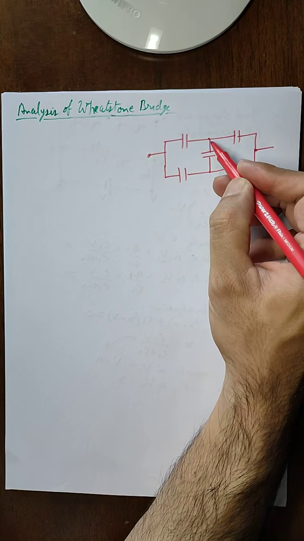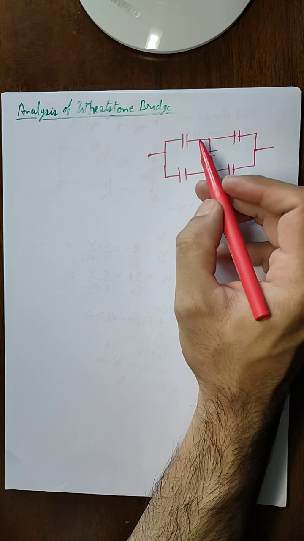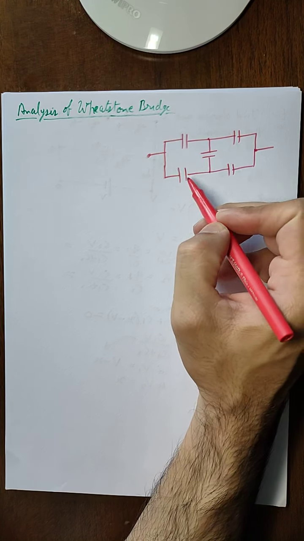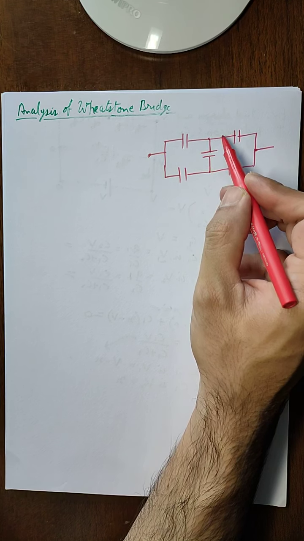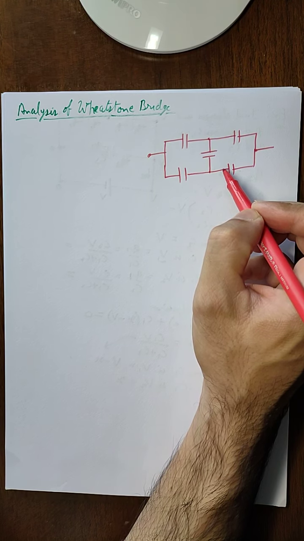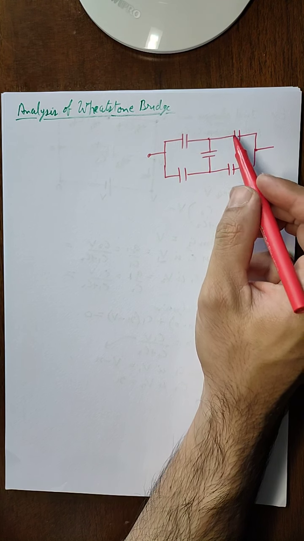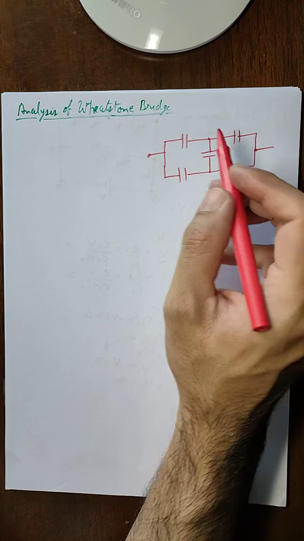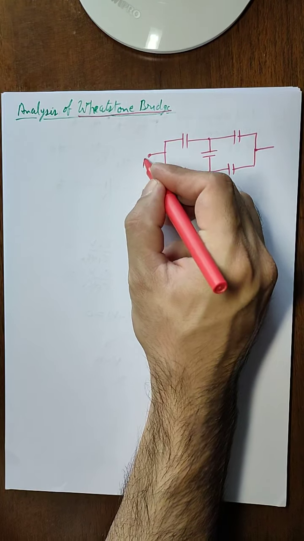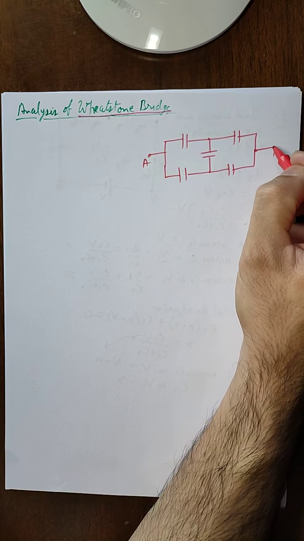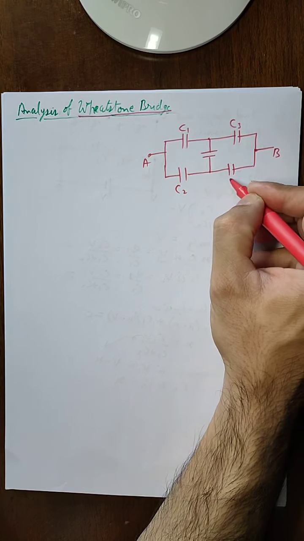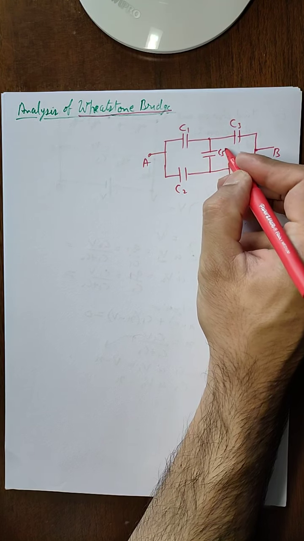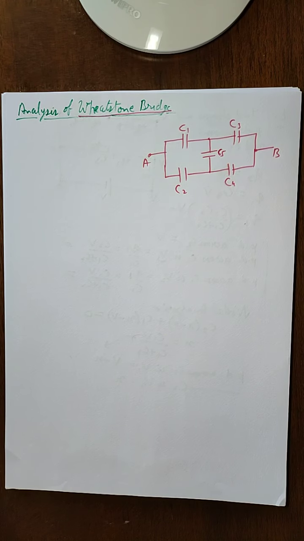these two nodes. Now because of this capacitor, these two capacitors and these two capacitors are no longer in series, and again because of this these two branches cannot be said to be in parallel connection. So such kind of arrangement is called a Wheatstone bridge. So we'll analyze this Wheatstone bridge. Let us say these are capacitors C1, C2, C3 and C4, and the middle capacitor is C5.